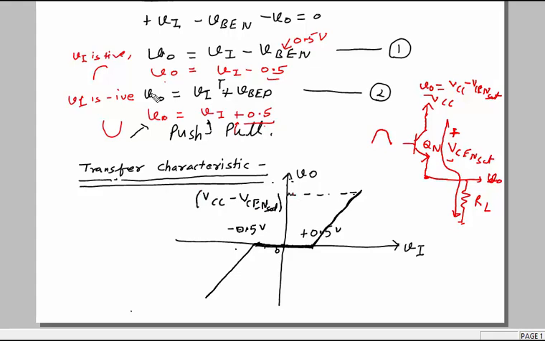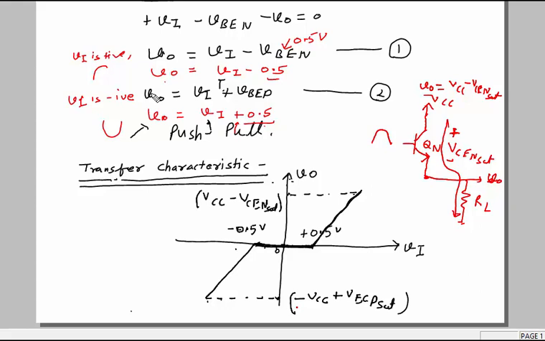Okay, similarly, when Vi is negative, we can mark this value as minus VCC plus VEC for the PNP, where it is in saturation. Now, this is the maximum value of V naught.